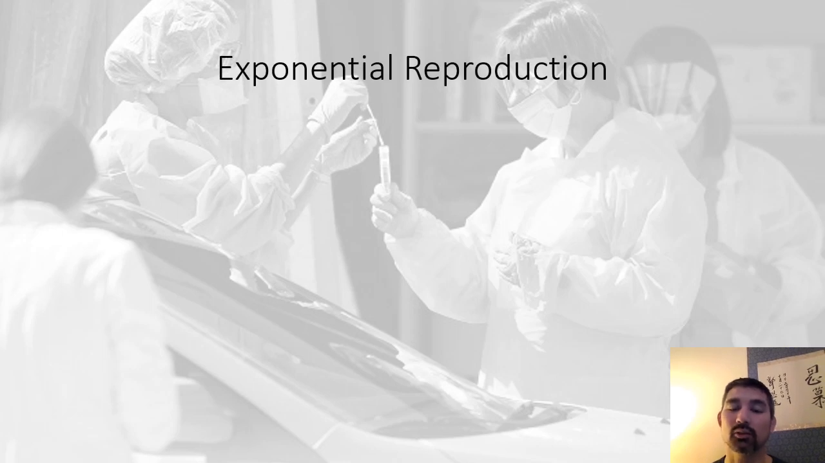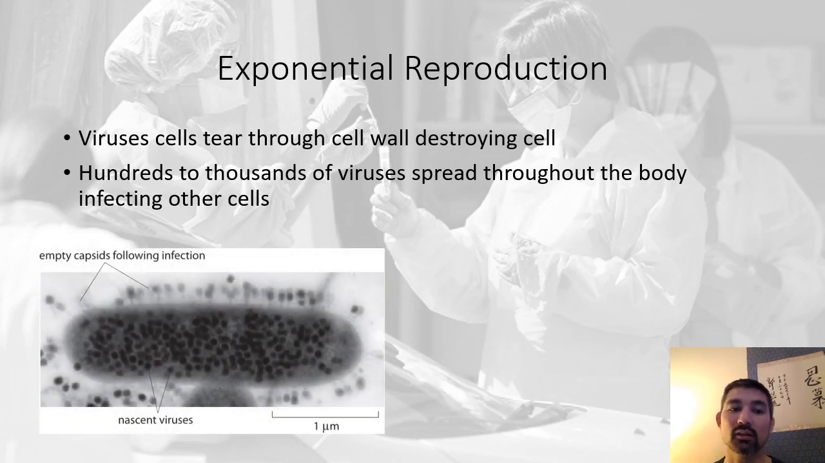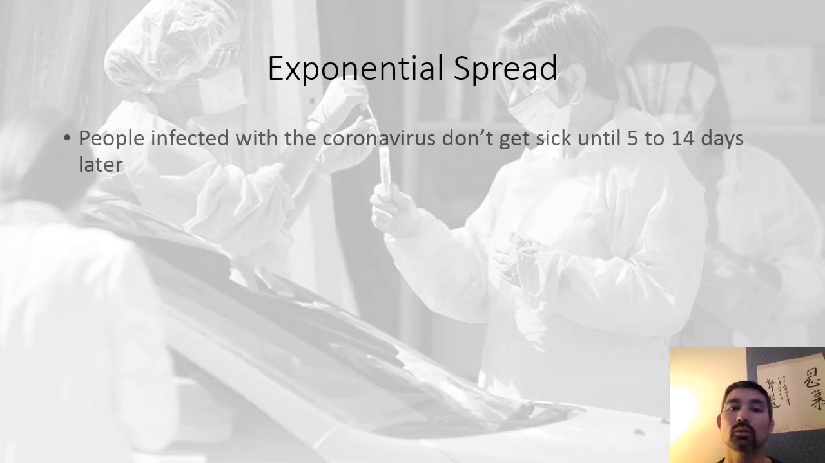So during our last class, we talked about what happens inside of one of your cells when it gets infected by a virus. And I showed you this picture of a bacteria being infected by a virus and filling up with a virus. So anyways, while this is happening inside of your body, you are very contagious. Okay, you can spread the coronavirus to other people. However, you might not even feel sick. So people infected with the coronavirus oftentimes don't feel sick for 5 to 14 days.